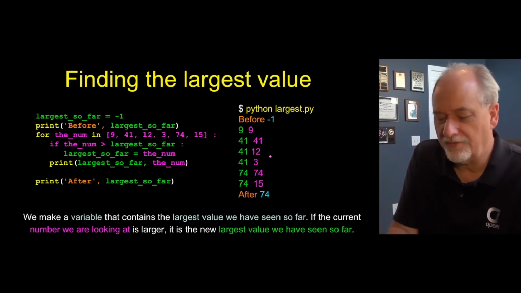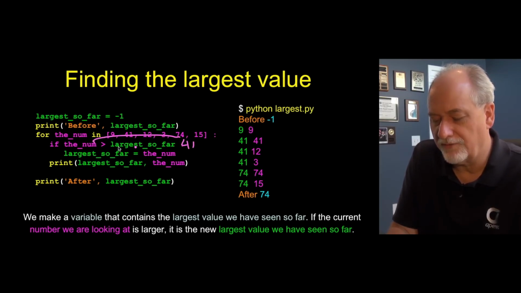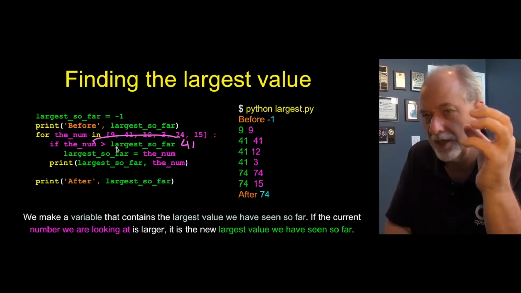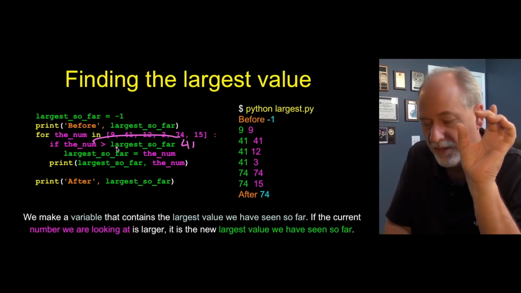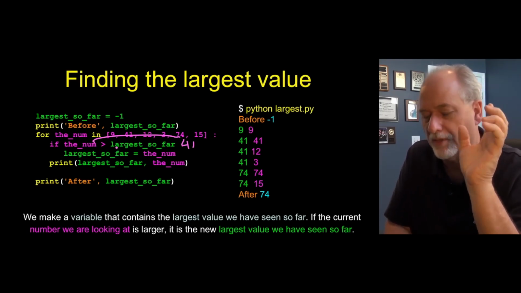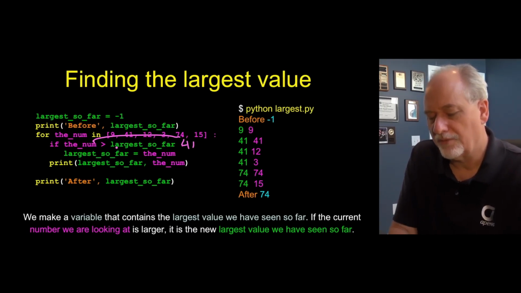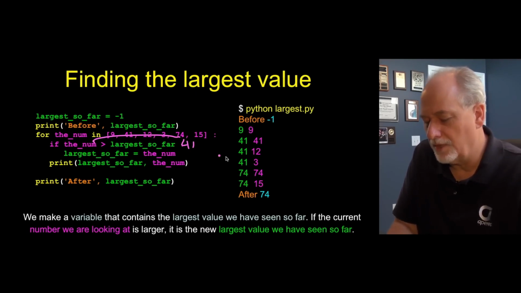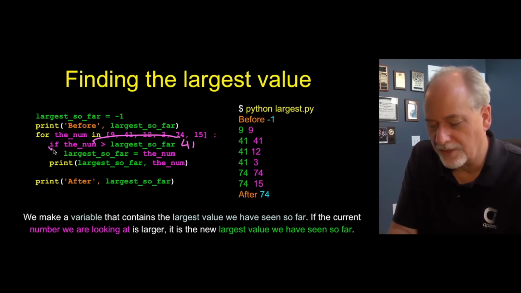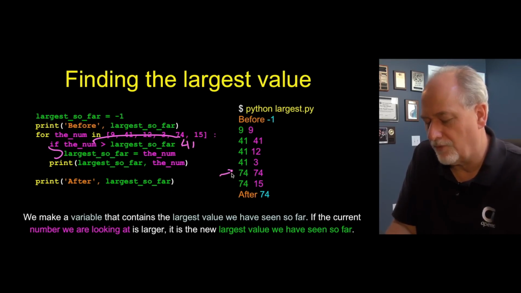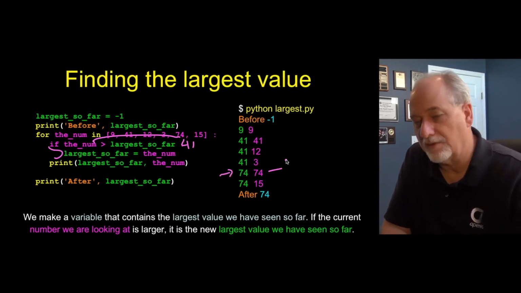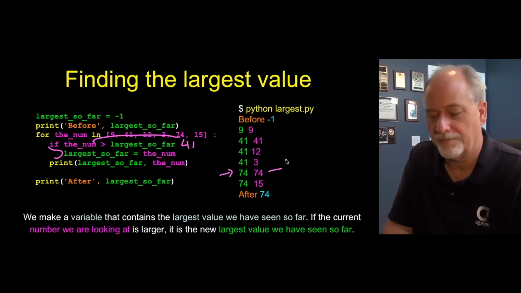And now we see 74. Is 74 greater than 41? See, we never are looking at all the numbers. We're only looking at the window on the numbers of the current number that we're looking at. So is 74 greater than 41? The answer is yes. So we run this code and then we capture the 74. So we just saw 74 and it is the largest so far.